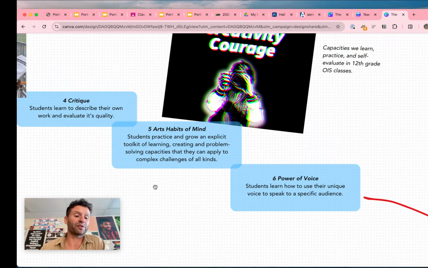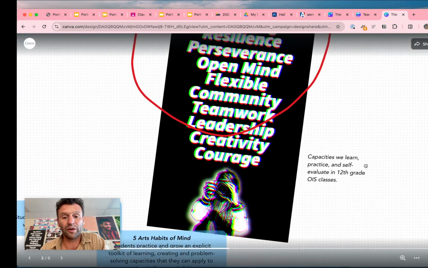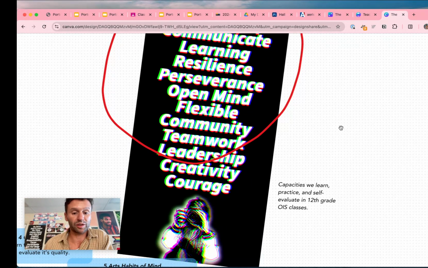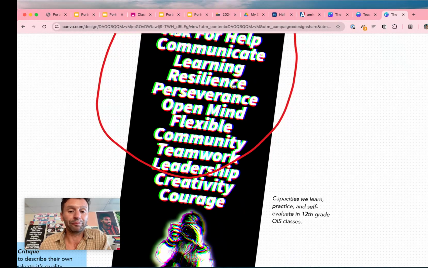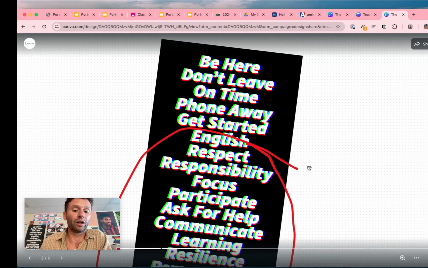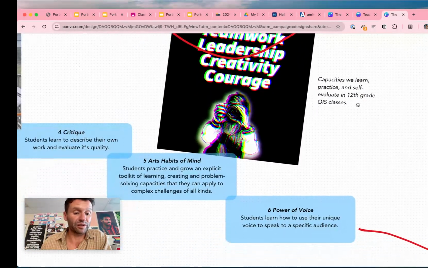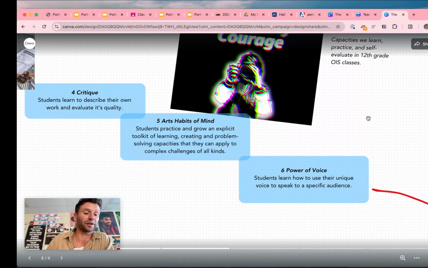We have these arts habits of mind that Sarah and Lily and I are aligning on, but as students practice and grow in the arts, they are also learning an explicit toolkit of learning, creating, and problem-solving capacities that they can apply in complex challenges of all kinds. So this is on my wall behind me, as you can see. It's blurred on purpose, you guys, it's not your eyes. Resilience, open-mindedness, flexibility, community, teamwork, leadership, creativity, courage, all the way down. These are capacities that we get to practice as we make art and do challenging things in these classes.